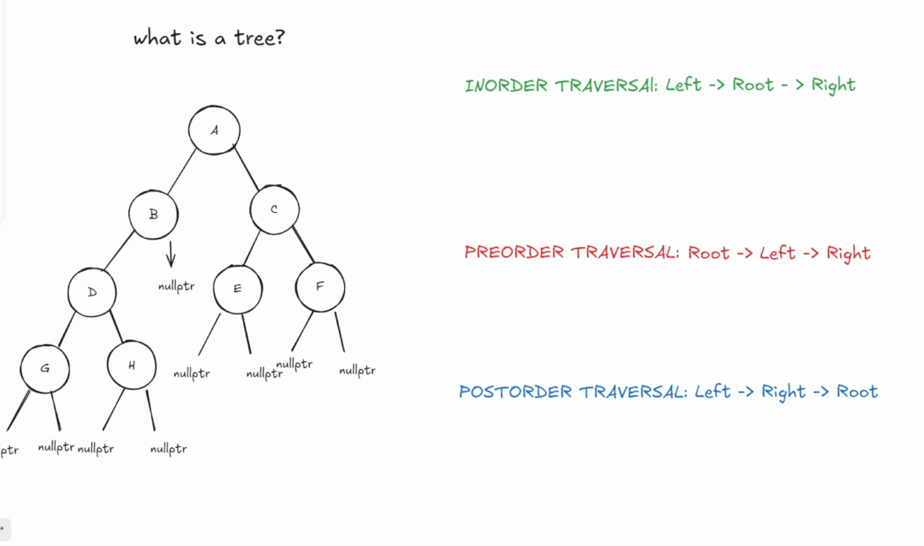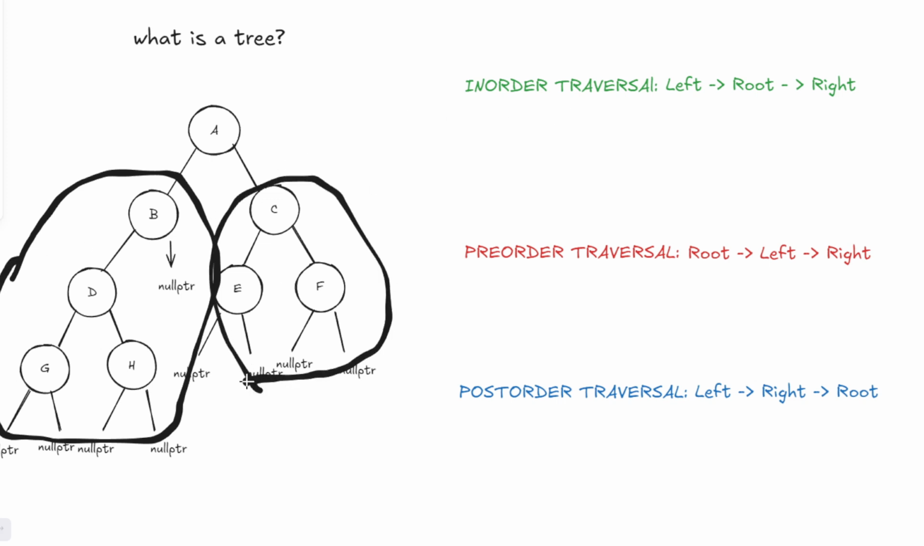Let's take this tree for example. The root is A. The left subtree is everything on the left of A, and the right subtree is everything on the right of A. When we finish the left, we go to A, and then we go to the right. For the sake of explaining, let us say that we are going to print whatever node we visit.